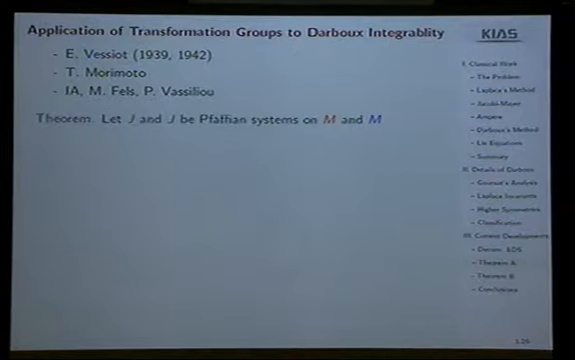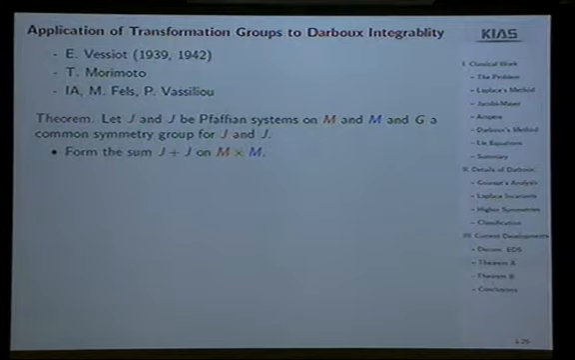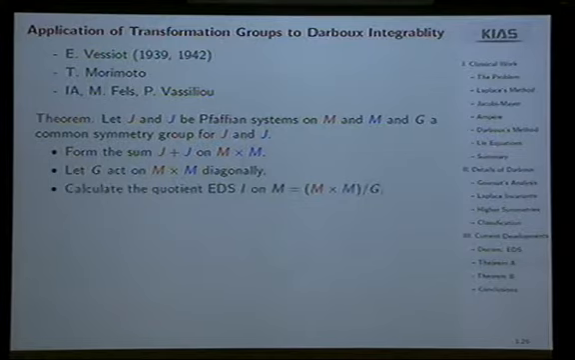Okay, here's a way to construct Darboux integrable systems. Take a Pfaffian system on a manifold M, a red one, and another Pfaffian system on a manifold M, blue. Let G be a common symmetry group. So G is a symmetry group for this Pfaffian system and this Pfaffian system. Step 1, form the sum. So take these two Pfaffian systems and add them together to make a Pfaffian system on this product. G was a group acting on red M and on blue M. Let G act diagonally on the product. Calculate the quotient differential system.